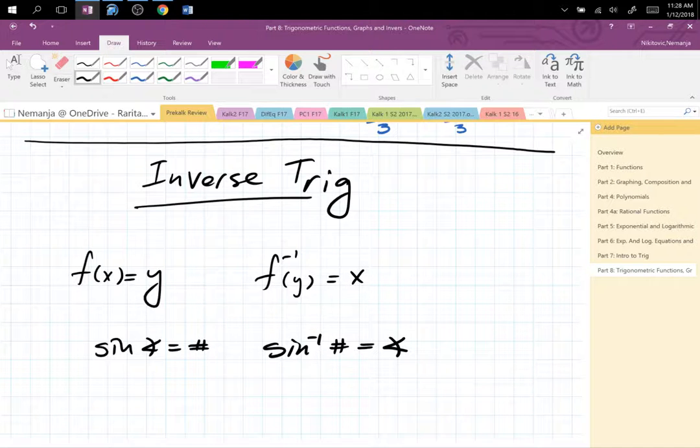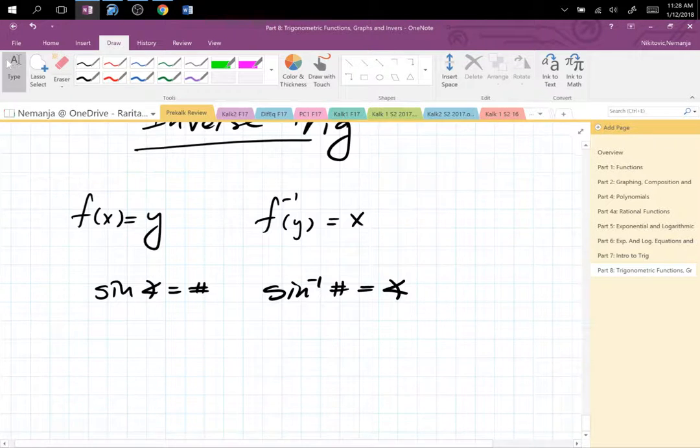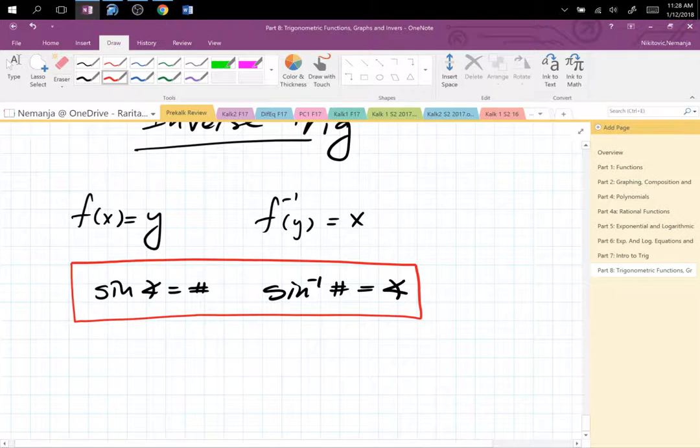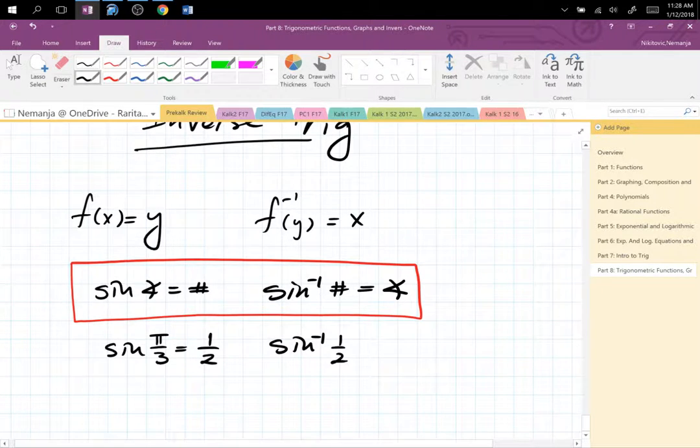So that is the biggest thing to realize, and I will box this. This is not mathematically correct and perfect notation, but this is the essence of what's happening here. So to give immediately an example of this, sine of pi over 3 is equal to 1/2. Inverse sine of 1/2 is going to give you pi over 3 radians angle as a result.